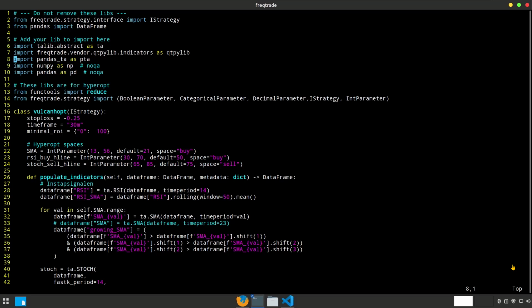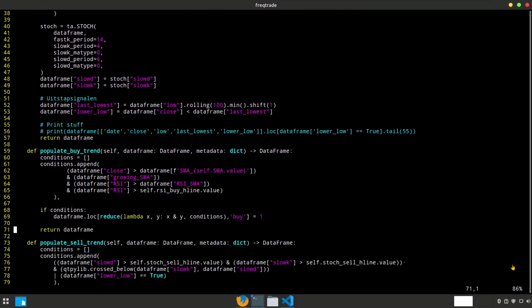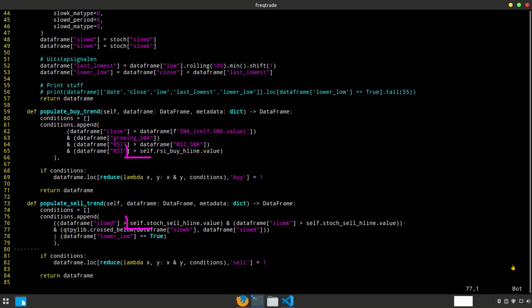So what I've done is add 3 spaces to find the optimal SMA, RSI level and the stochastics level. And as you can see, the optimal moving average is determined over here, and it also directly influenced the growing SMA indicator, so these values also had to be changed. The optimal RSI level and stochastics level are determined in the buy and sell functions. So now that I've done this, let's see if I can use hyperparameter optimization to improve the strategy.